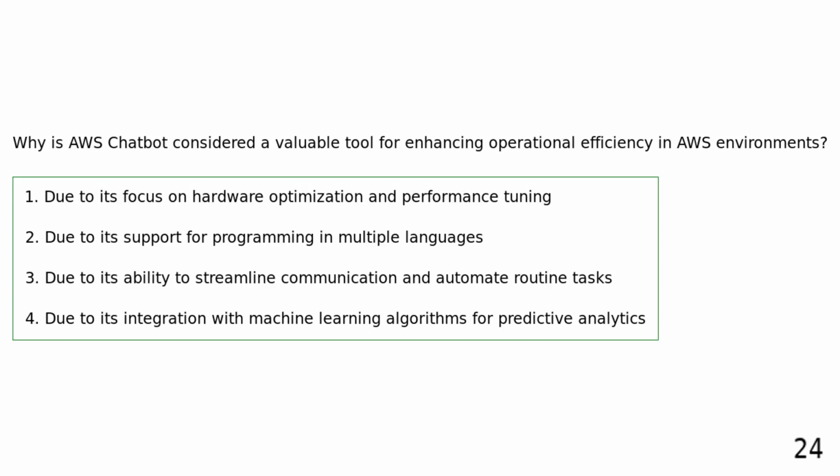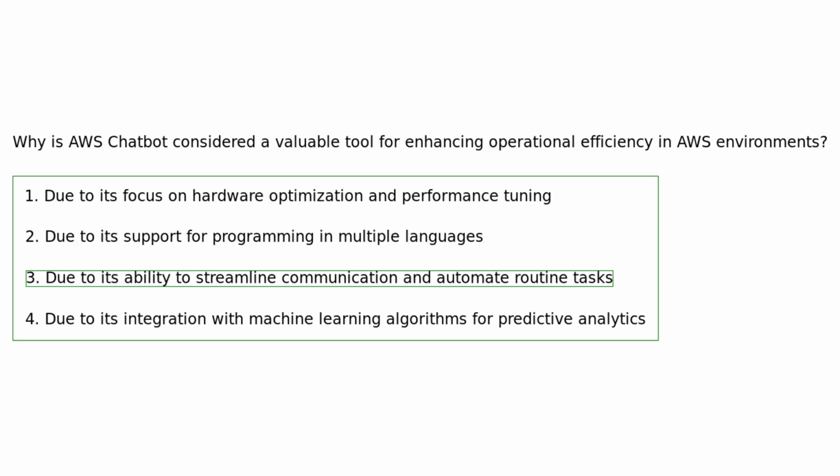Why is AWS Chatbot considered a valuable tool for enhancing operational efficiency in AWS environments? Due to its focus on hardware optimization and performance tuning. Due to its support for programming in multiple languages. Due to its ability to streamline communication and automate routine tasks. Due to its integration with machine learning algorithms for predictive analytics. AWS Chatbot is considered a valuable tool for enhancing operational efficiency in AWS environments because it streamlines communication and automates routine tasks, leading to improved productivity and resource management.